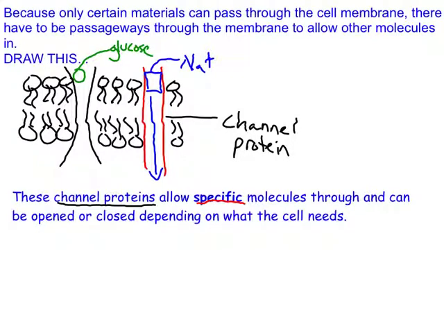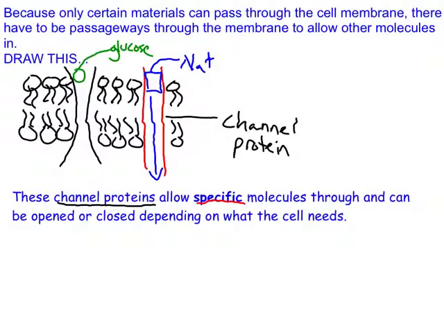Because only certain materials can pass through the cell membrane, the cell has to design ways for other things to get in. How it does that is it makes passageways through the membrane to allow other molecules in. I want you to draw this. These little passageways, as you can see, are called channel proteins. They're proteins that are embedded in the phospholipid bilayer that allow specific molecules through and can be opened or closed depending on what the cell needs.